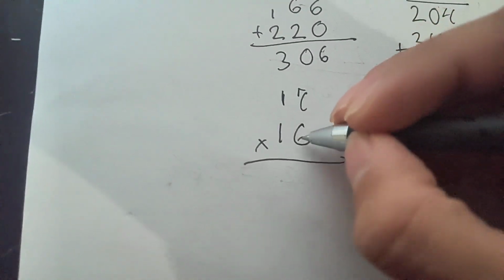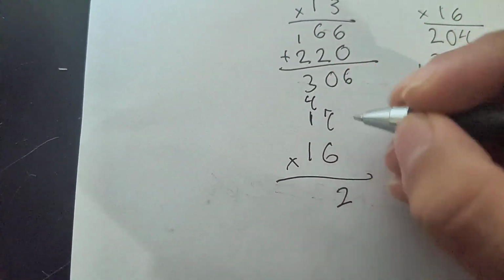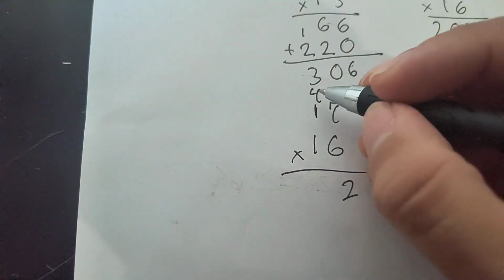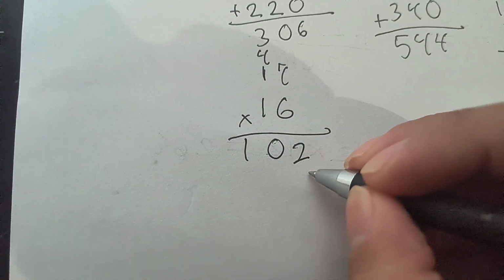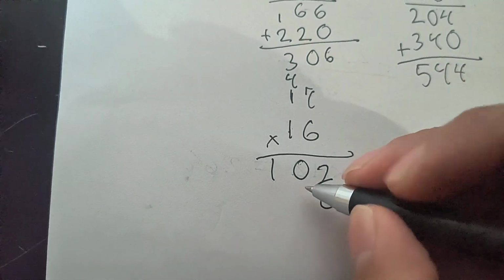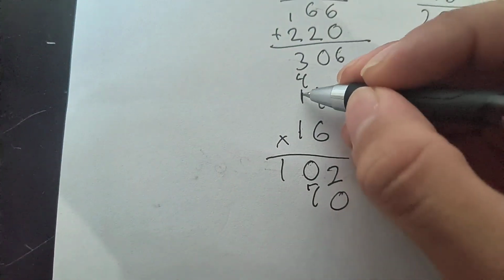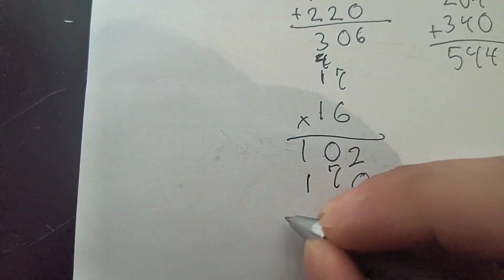Okay, what about 16 times 17? Okay, well, 6 times 7 is 42. Put the 4 over here. 6 times 1 is 6. Plus 4 is 10. Okay, then we go down right here. We add the 0 to show that we're doing the tens place. 1 times 7 is 7. 1 times 1 is 1.